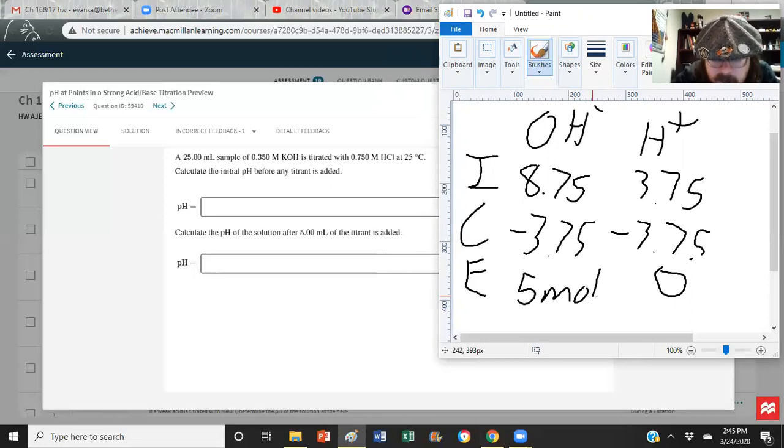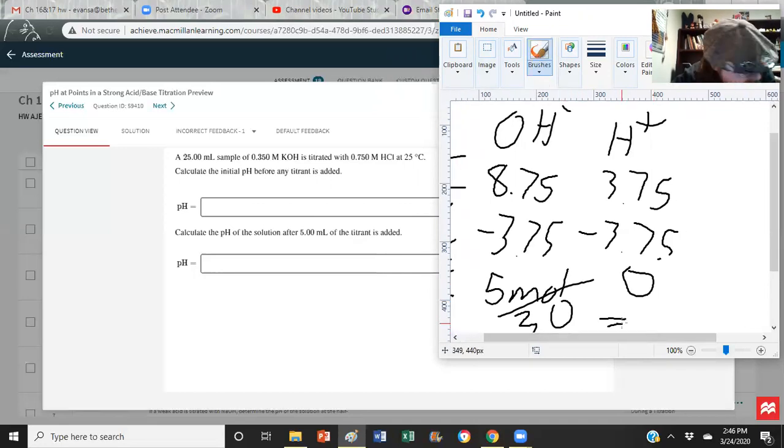But before we can calculate pH or pOH, we have to divide by our volume. So when we added 5 mL, the volume changed from 25 to 30. So 5 divided by 30, what's the concentration of base that's left? Concentration has gone from 0.35 to 0.167. So we take the negative log of that, and that will give us our pOH.